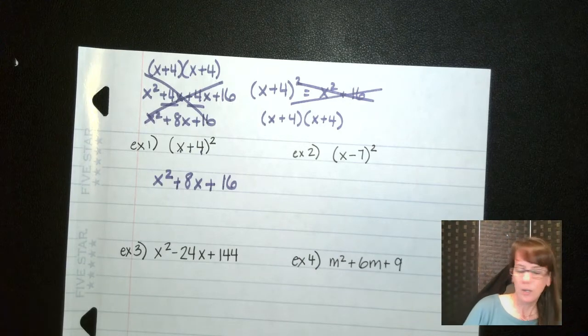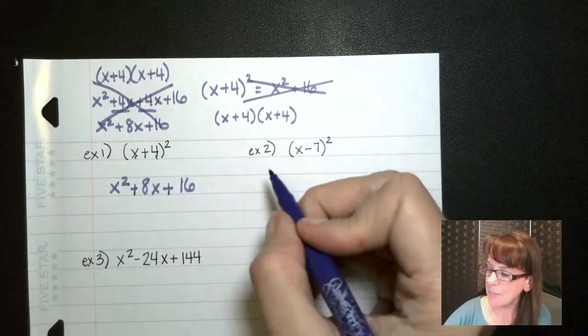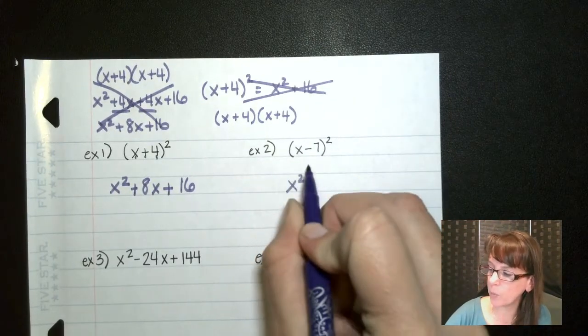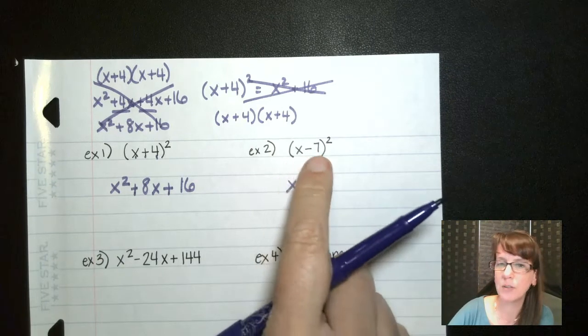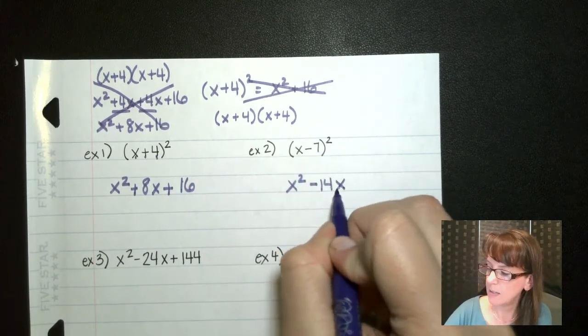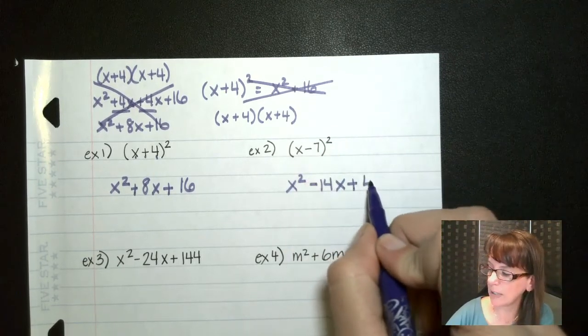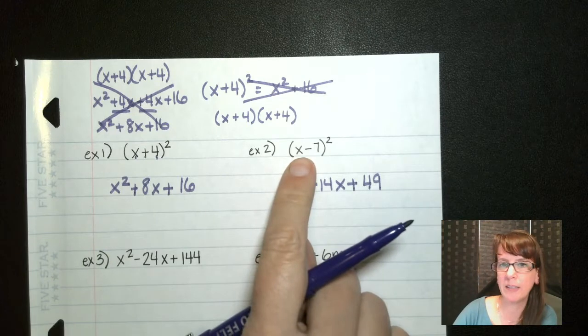Okay, so what we've got here then is this guy. So this one, same idea. We're going to say x squared, bring down the sign, minus. Now we multiply those two things together. 7 times x is 7x, double it, you get 14x. Always plus at the end. 7 squared is 49. And there you go. You've just multiplied this all the way out.